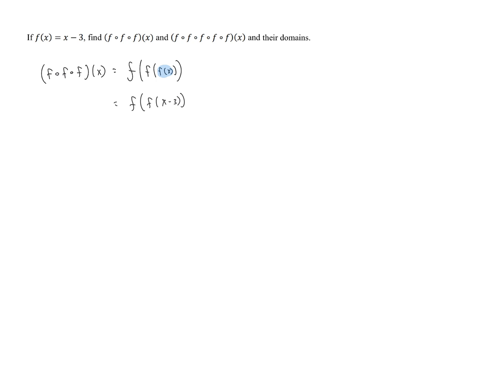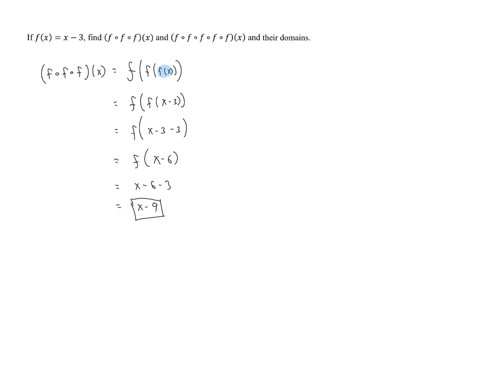And then we need to evaluate f at x minus 3. Well, since the function takes the input and subtracts 3, this is going to be x minus 3 minus 3, which is the same as x minus 6. And then if we're applying the function again, that just means that we need to subtract 3 from whatever the input is. So that's going to be x minus 6 minus 3, which is the same as x minus 9.